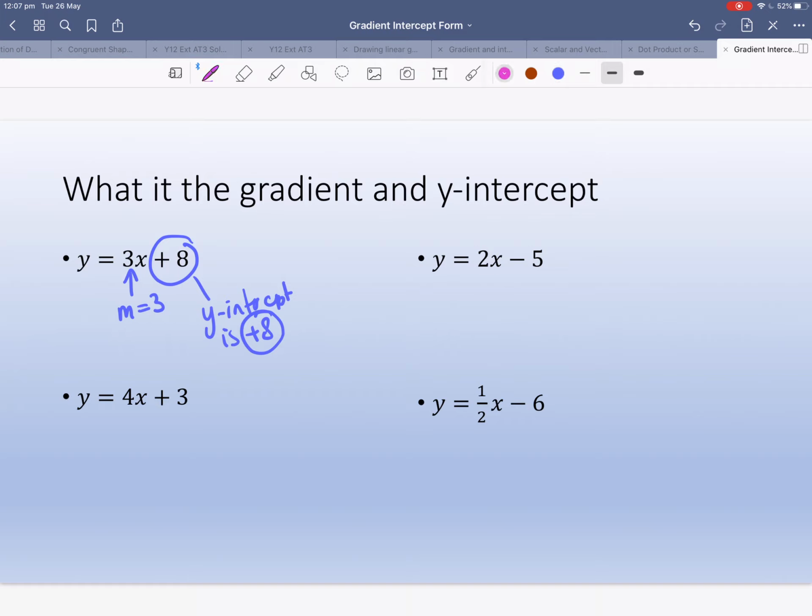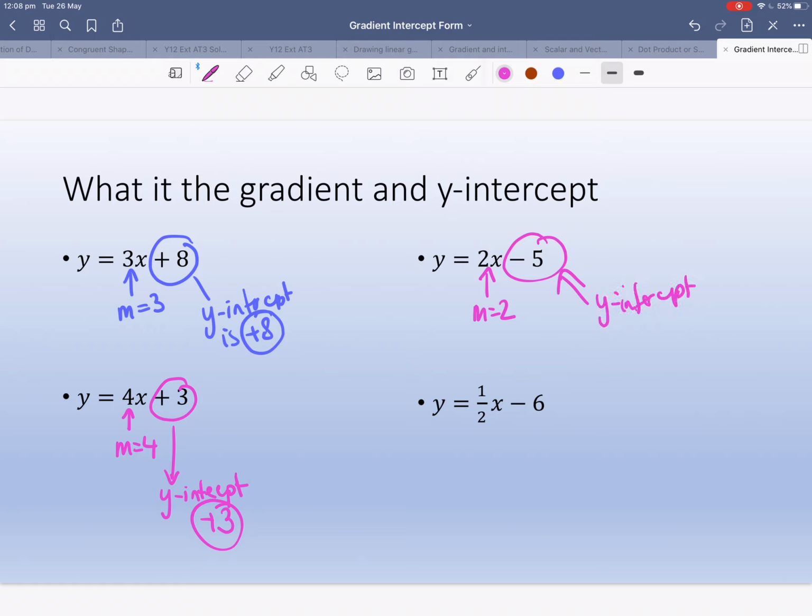All right, hopefully you've paused this video. So our gradient in this one is 4, and it's positive 4. And our y-intercept is what? Plus 3. Okay. Our gradient is what in this one? 2. Our y-intercept is -5. Really important that we do that.